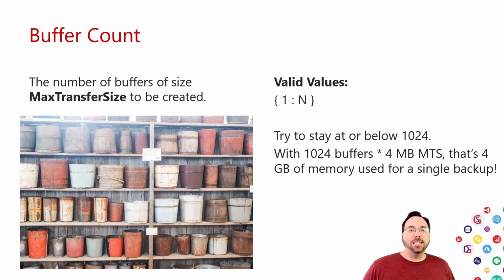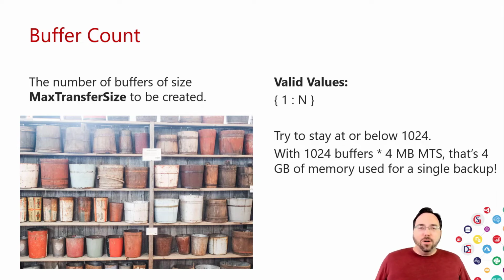Buffer count is the max number of buffers of size max transfer size. So in other words, how many buckets do I have, continuing that metaphor from the last slide. Unlike the previous two examples, this is just an integer, anything from 1 to 1,000,000. But I would recommend you try to stay at or below roughly 1,024. Because if you have 1,024 buffers and a 4 megabyte max transfer size, you are creating 4 gigabytes of memory utilization for a single backup.